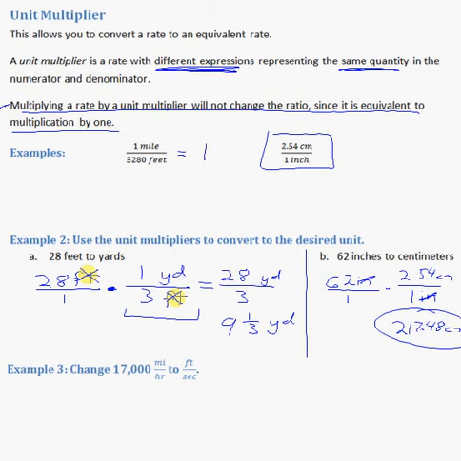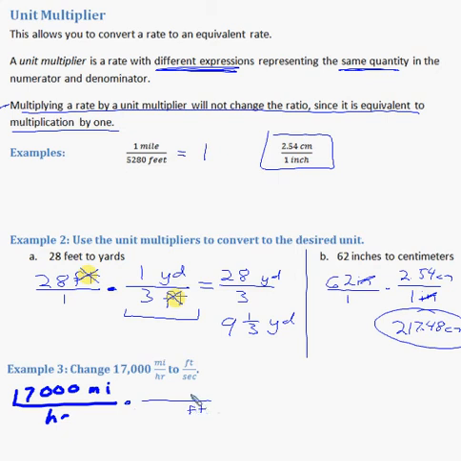And we don't have a direct conversion, so we have 17,000 miles per hour. And we want to change that to feet per second. So what we're going to do first is I'm going to go ahead and work with the miles. I want to change miles to feet. I do know how many feet are in a mile. So I want to make sure I change this to feet.